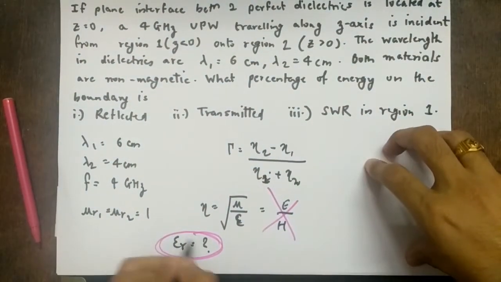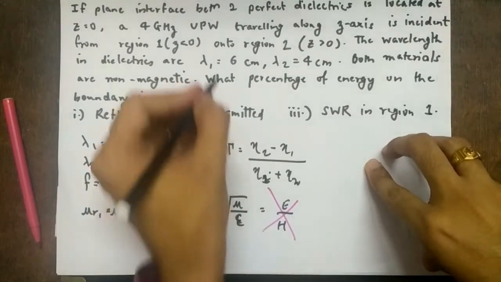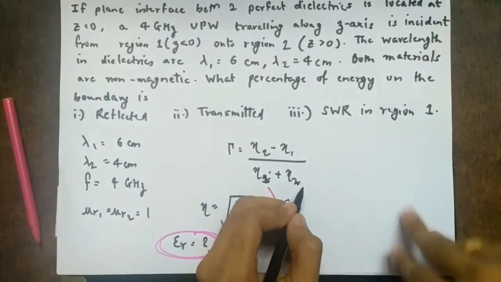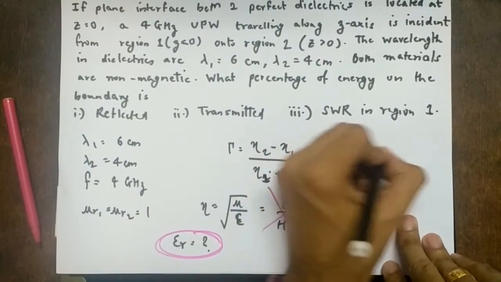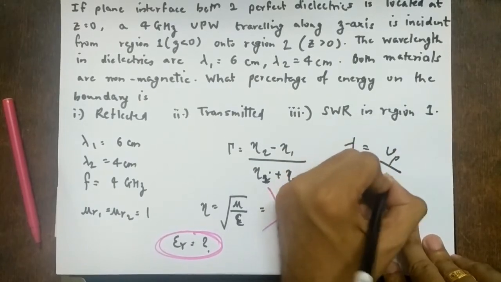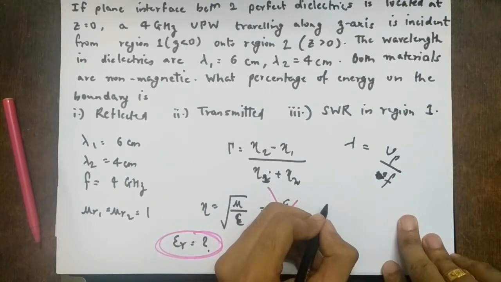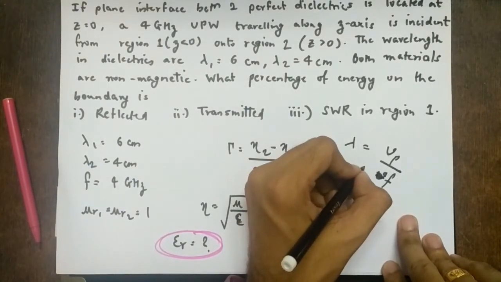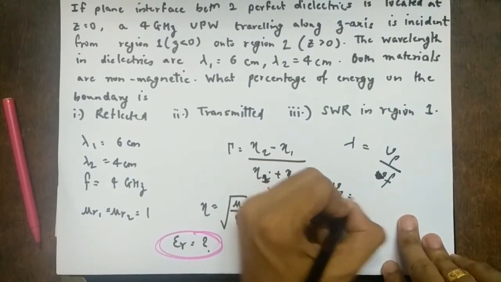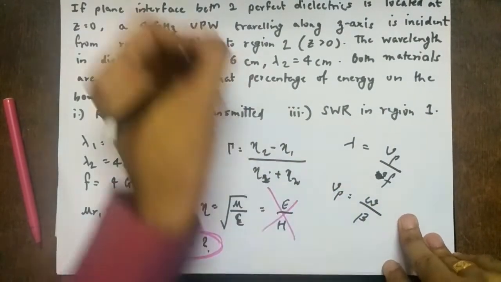Okay, so for that, let's see what they have given. They have given lambda. What is the formula for lambda? Lambda is Vp by f. So f is given, which means we have to find Vp. What is Vp? Vp is omega by beta, and both are dielectrics.